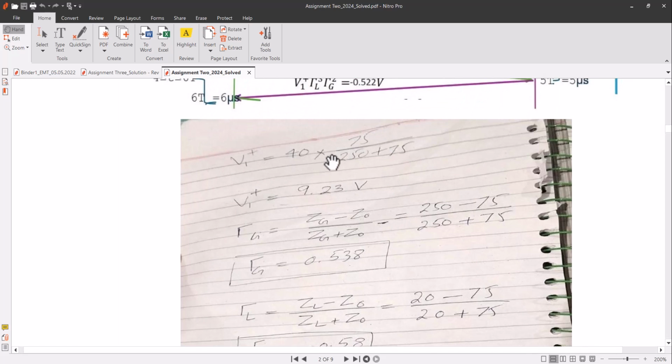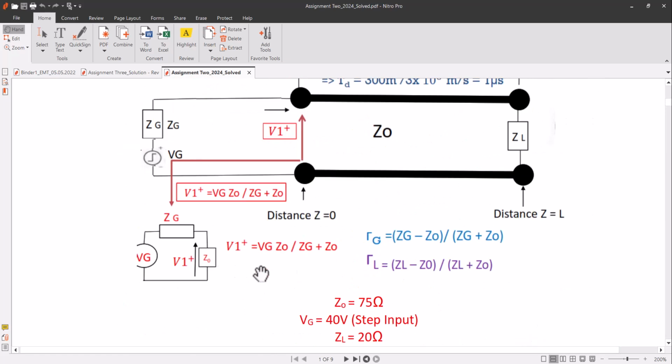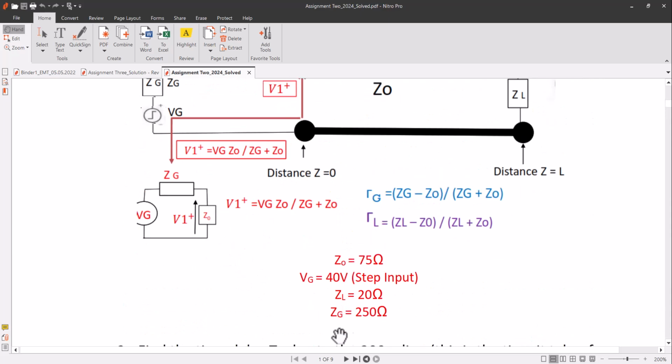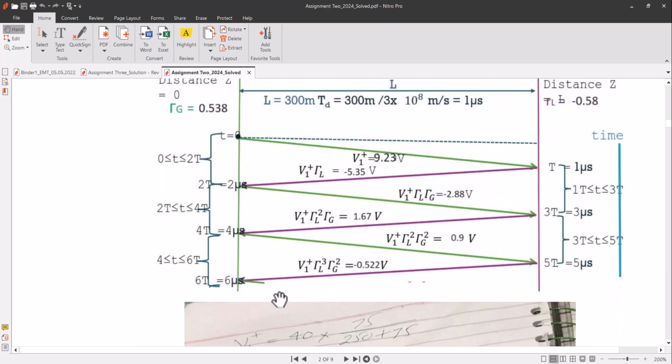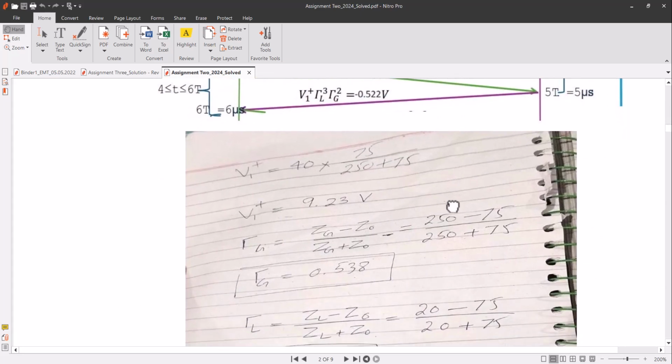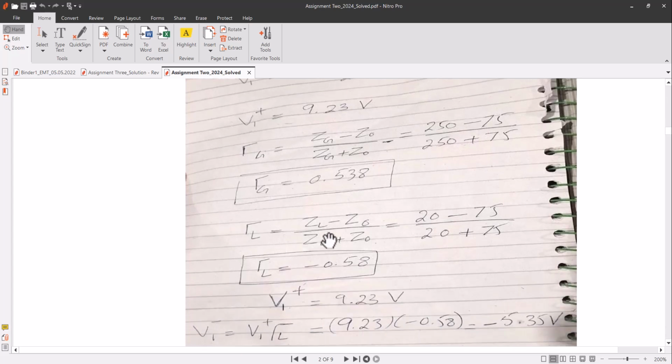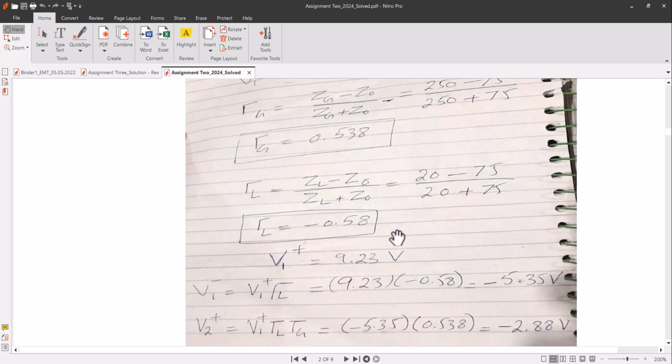V1 plus is equal to 40 multiplied by 75 over 250 plus 75, from the previous formula, applying these values, right? So 40 into 75 over 250 plus 75, that will be 9.23 volt, and we will now calculate the reflection coefficients. Tau G is Zg minus Z0 over Zg plus Z0. So this is 250 minus 75 over 250 plus 75, it is 0.538, and at the load side we will again calculate ZL minus Z0 over ZL plus Z0, and it will be minus 0.58.